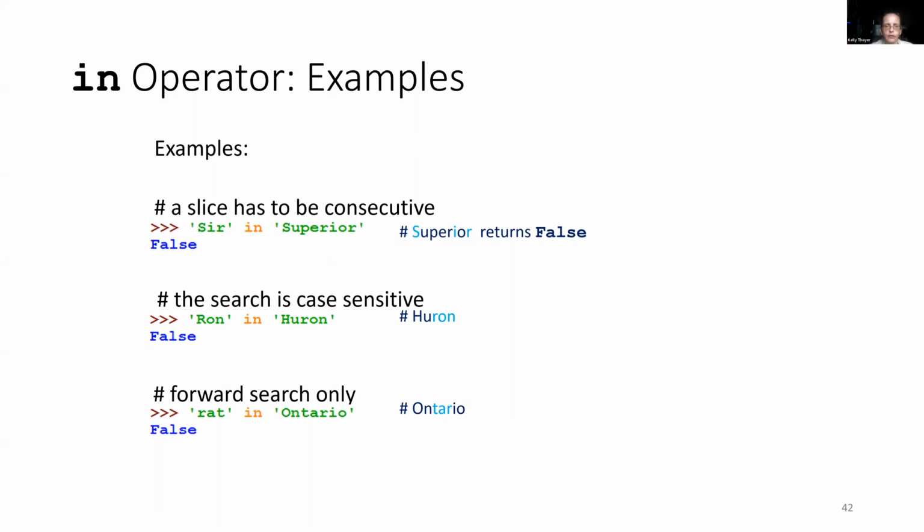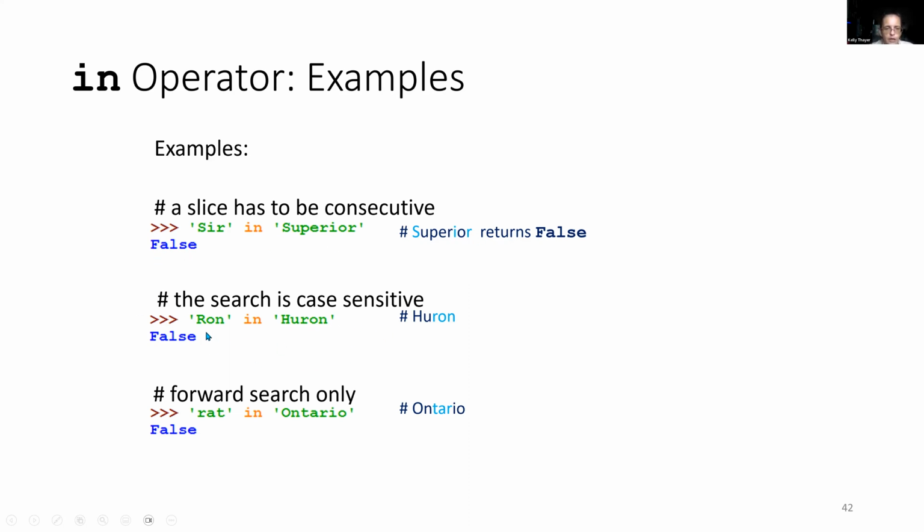There could be a few other examples, and we're always thinking about those edge cases and what if, because you never know what could cause your code to go crazy. So it's good to be aware of these things. If we take a look at a slice, does the slice need to be consecutive? Is sir in superior? I could say, oh, sure, look, S-I-R, just like that. But that's going to return false because it has to be consecutive.